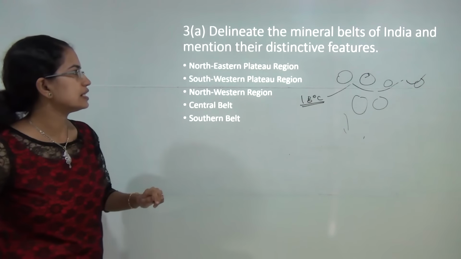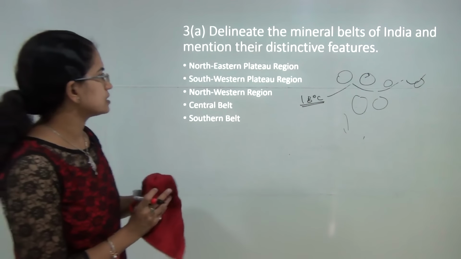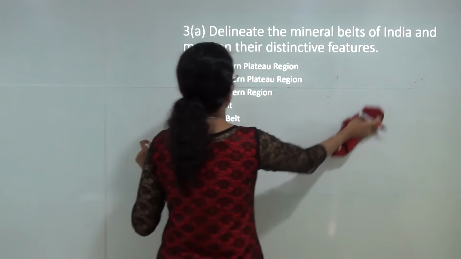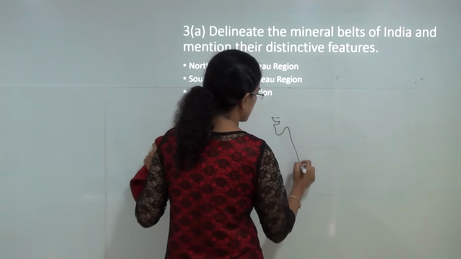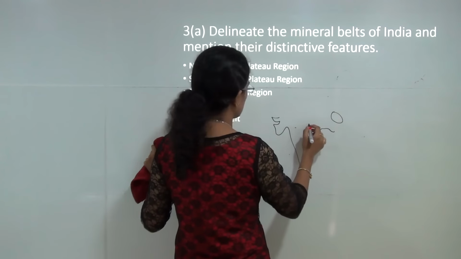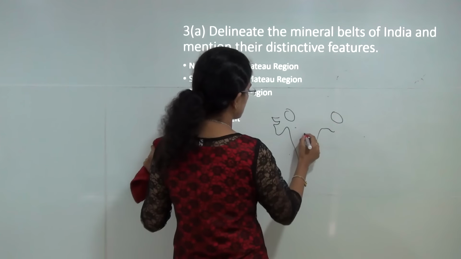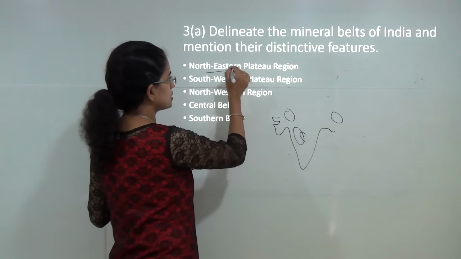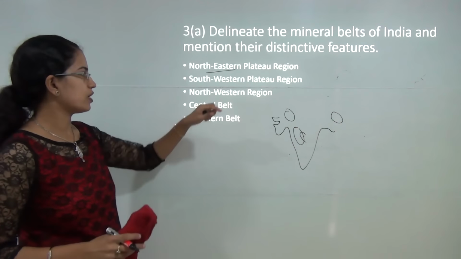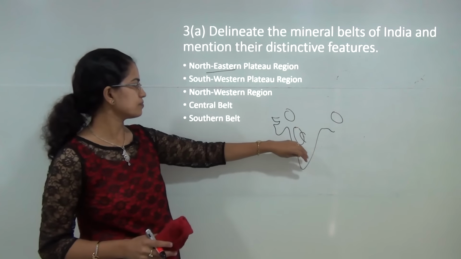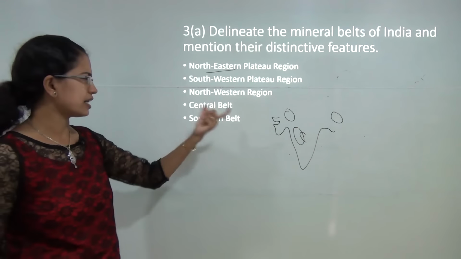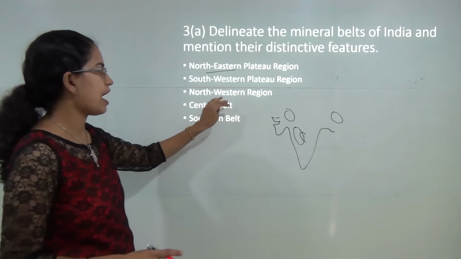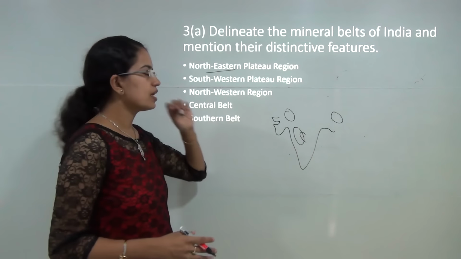The next question is: delineate the mineral belts of India and mention their distinctive features. So what you have to do is, on a map of India, mark out the major regions, where you can say this is the northeastern region, this is the northwestern region, then you have the southwestern region. So northeastern region you would have the oil fields, the Assam oil fields. Under the southwestern region you would have the Karnataka and Goa region. The northwestern region would be mainly in and around the Aravallis, where you will have mainly copper, zinc, beryllium mining.